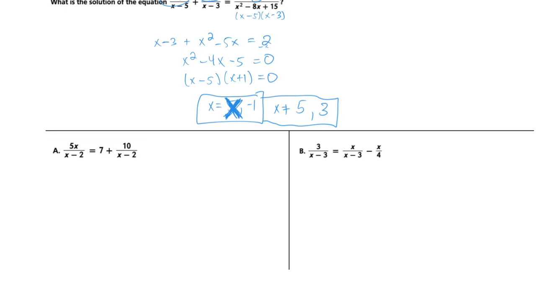All right, so let's go through 2 more of these problems. So the LCD here is just x minus 2. So we just need to multiply the 7 by x minus 2. So we bring down the 5x. We get 7x minus 14 from that x minus 2 times 7. And then we get plus 10. And we can solve. So I'm going to move the 7x over. We get negative 2x. And then we get negative 4 from negative 14 plus 10. And divide by negative 2. So x equals 2. And then our extraneous solution, x cannot equal 2.